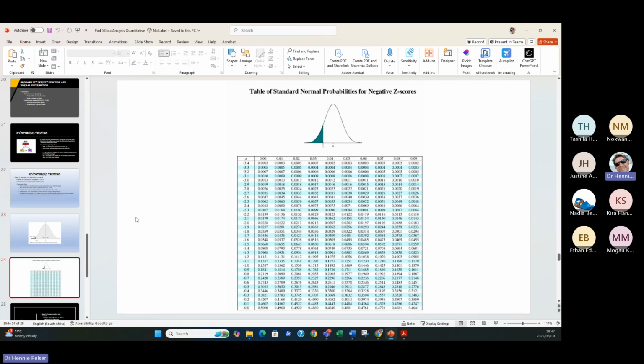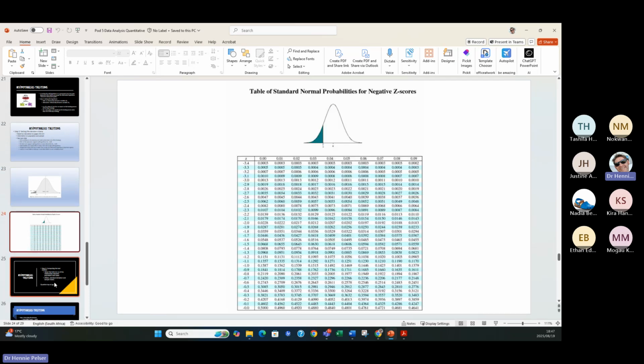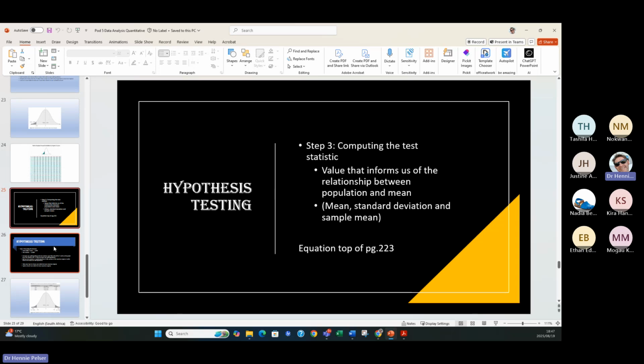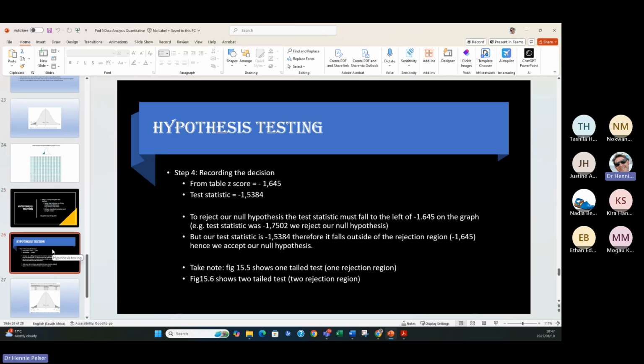Okay, and you can see some of the other bits here in terms of hypothesis testing. So it will depend on how strong it is or how weak it is, and then you will indicate which hypothesis we have accepted.